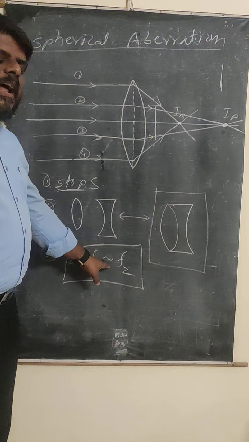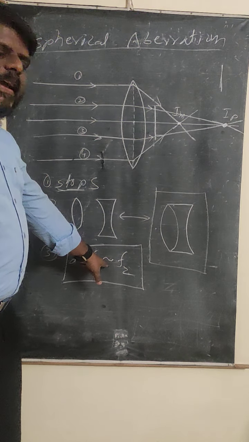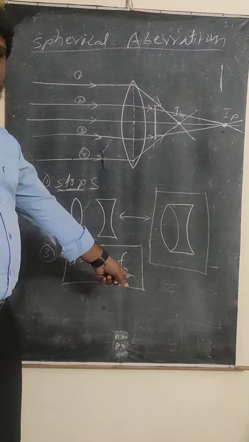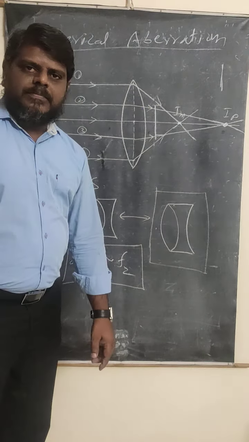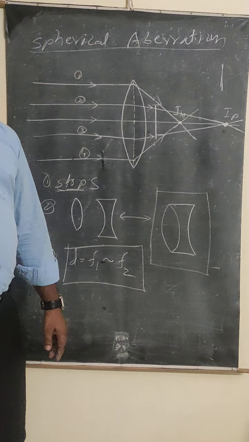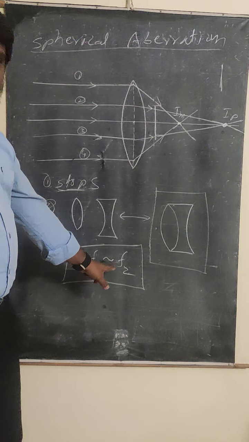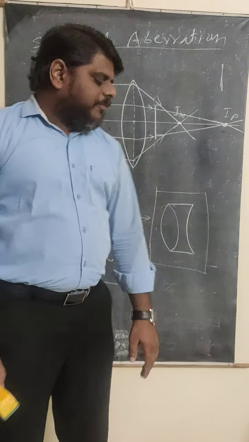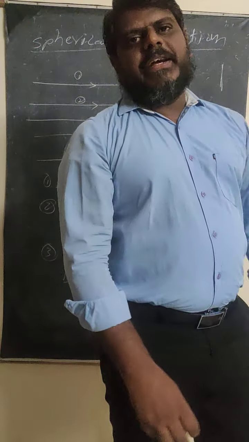This symbol indicates that you always have to subtract from the higher value. What does this symbol indicate? You have to subtract from the higher value, because we don't know whether f1 is maximum or f2 is maximum. If f1 is maximum and f2 is minimum, then you can write f1 minus f2. In case f2 is maximum and f1 is minimum, then you have to write it as f2 minus f1. So this symbol indicates that you have to subtract, but always subtract the lower value from the higher value. Okay, these are the three methods to eliminate the spherical aberration.